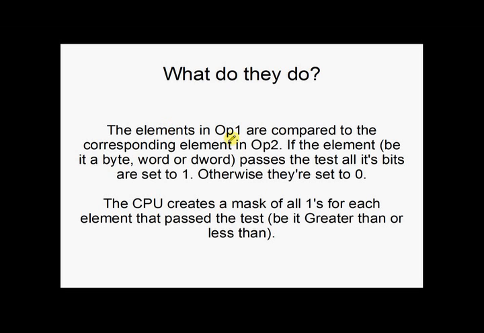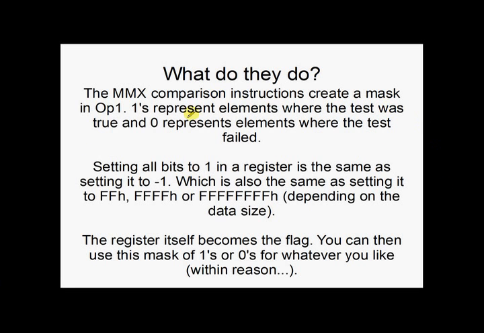Alrighty, so the elements in op1 are compared to the corresponding elements in op2, and if the elements pass the test, all of the bits are set to 1, otherwise they're set to 0. So essentially what happens is the CPU creates a mask of 1s for each element that passes the test, be the test greater than or equal to. That should be equal to, not less than. Okay, so they create a mask. 1s represent the elements where the test was true, and 0s represent the elements where the test failed.